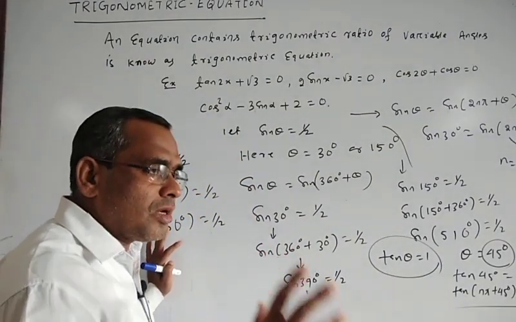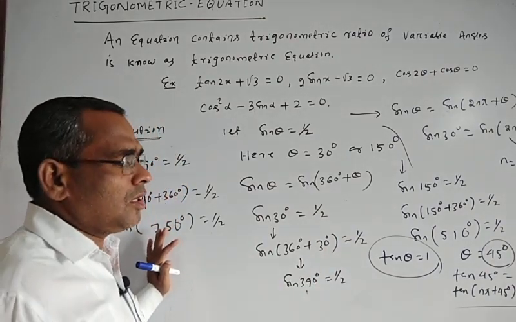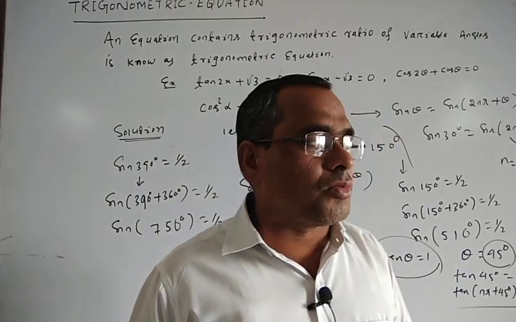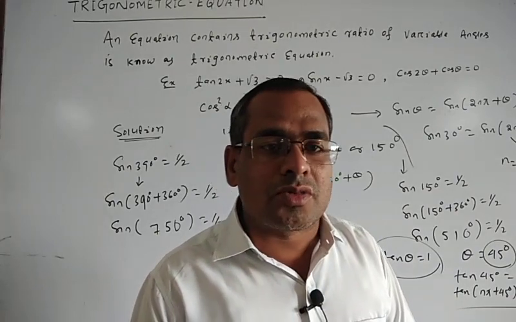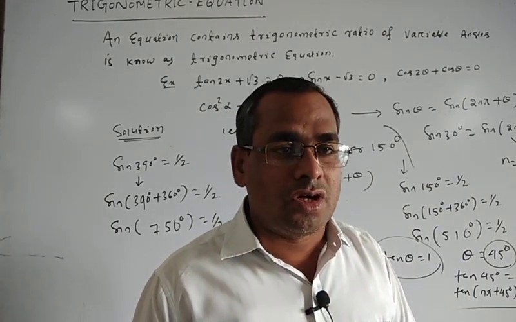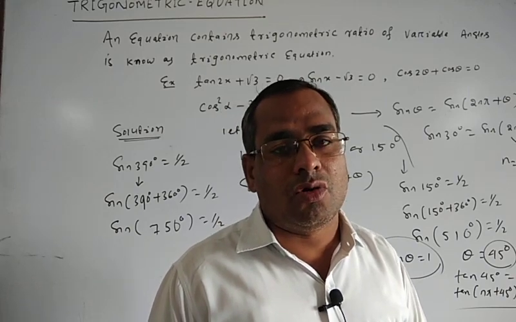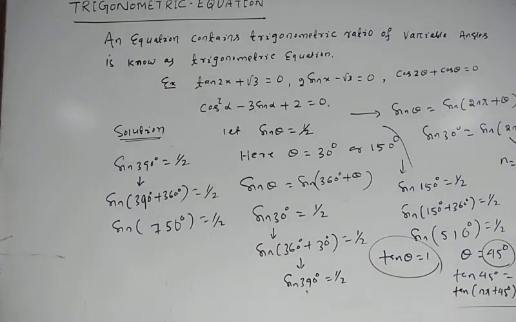Now we discuss one by one what are the possible values of theta for sin theta is equal to 0. What are the possible values of theta for cos theta is equal to 0, tan theta is equal to 0, sec theta, cot theta is equal to 0. Okay. Now we discuss one by one. First we write a solution. So solution.